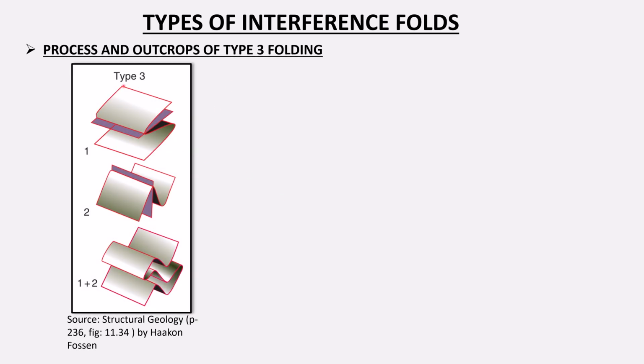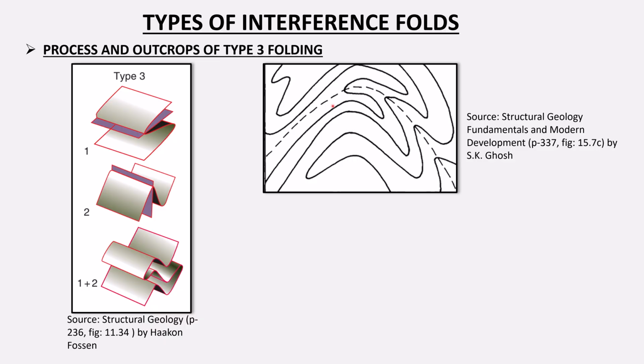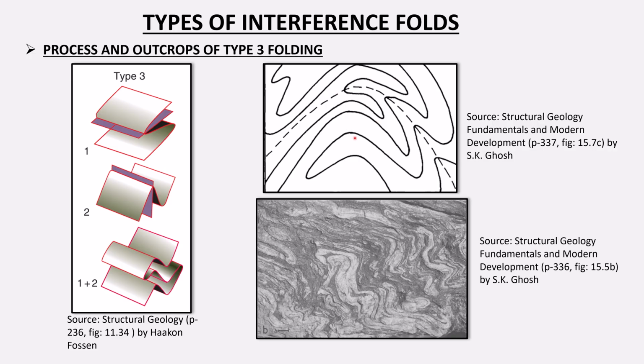Here also the first generation, second generation fold, and due to their interference, you can see this type of folding. Here is a schematic diagram showing how the field outcrop of this folding occurs. As you can see, it is like a hook shape. And here is the original field photograph of this type of folding, and you can see the hook shape here.